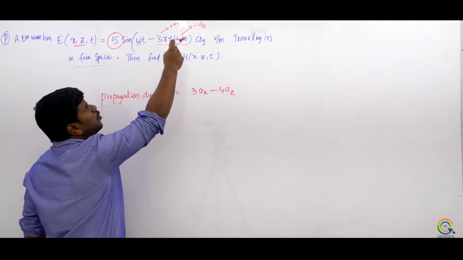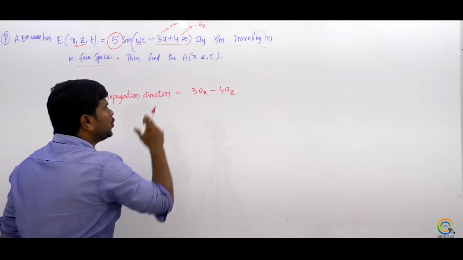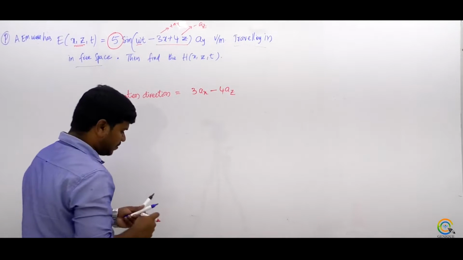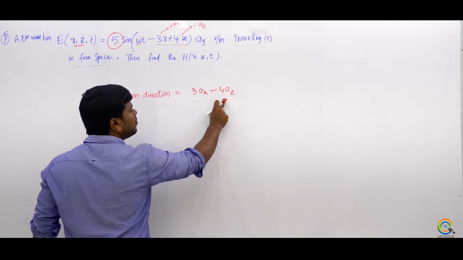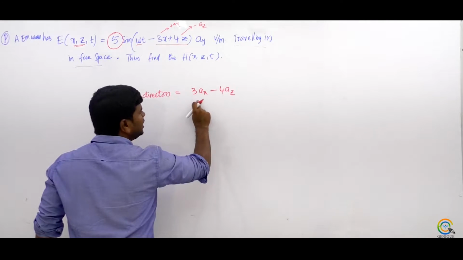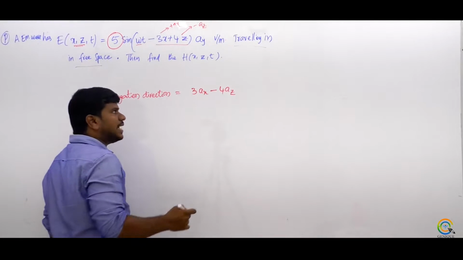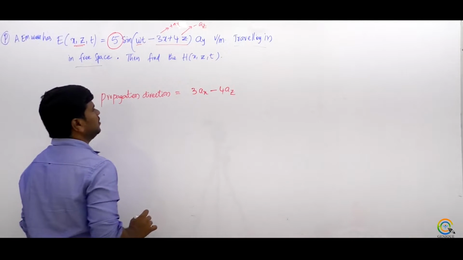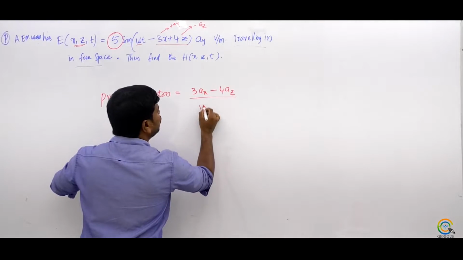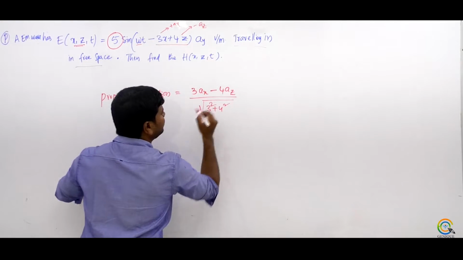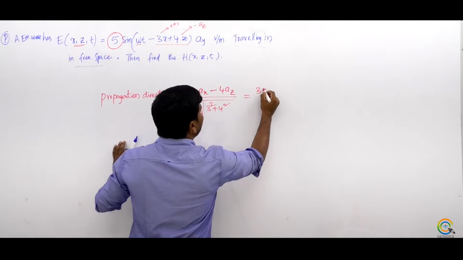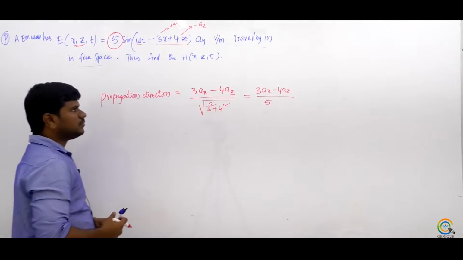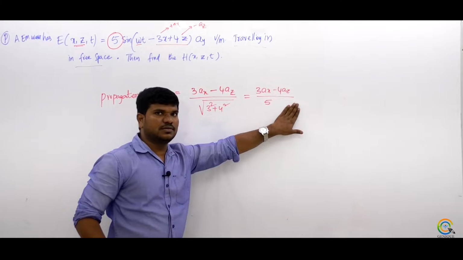But always the propagation direction must be written in terms of the unit vector. This is a vector of some magnitude, 3ax minus 4az. So the direction must always be specified in terms of the unit vector. So the propagation direction equals 3ax minus 4az divided by root over 3 square plus 4 square, which is 5. So this is the propagation direction.